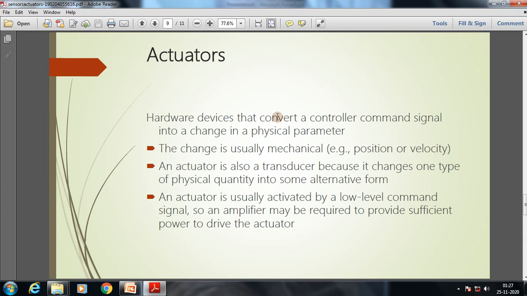That's the truth. An actuator is usually activated by a low-level command signal, so an amplifier may be required to provide sufficient power to drive the actuator. So we use different kinds of amplifiers to provide sufficient power to drive the actuator.